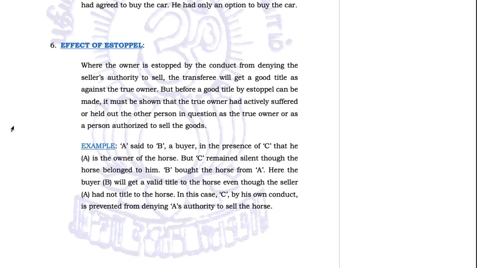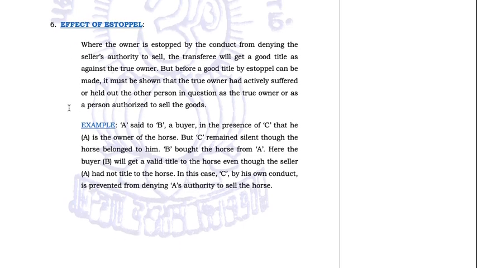A is said to be a seller. B is a buyer. In the presence of C, C is the owner, A says that he, A, is the owner of the horse, but C remained silent though the horse belonged to him. B bought the horse from A. Here, the buyer will get a good title to the horse, even though the seller A had no title to the horse. In this case, C, by his own conduct, is prevented from denying A's authority to sell the horse, because he has acted in such a manner that an innocent person has purchased the horse. Now C cannot take a U-turn and say the sale is not valid.